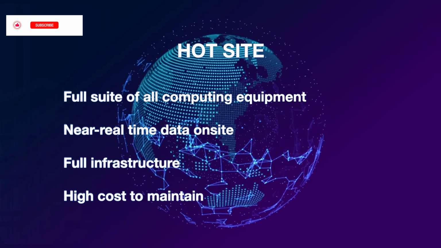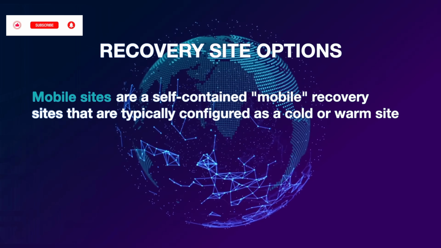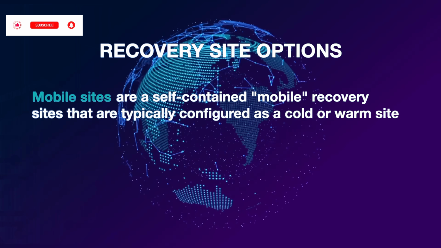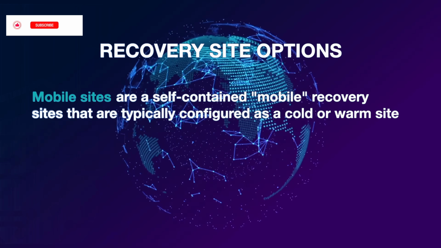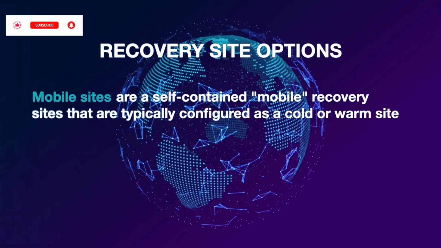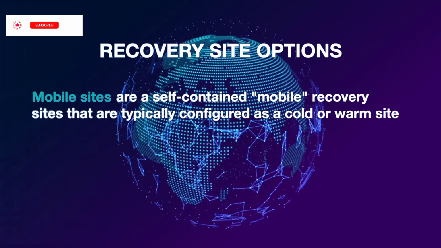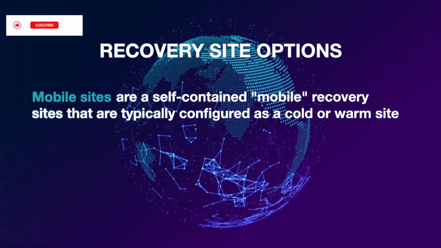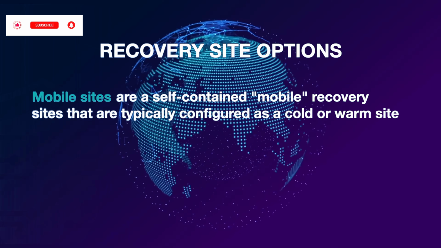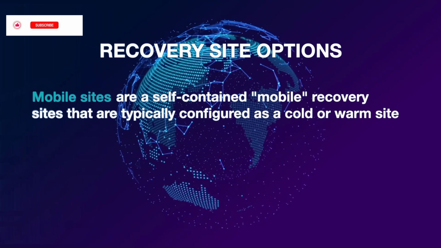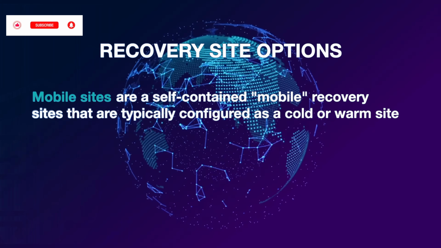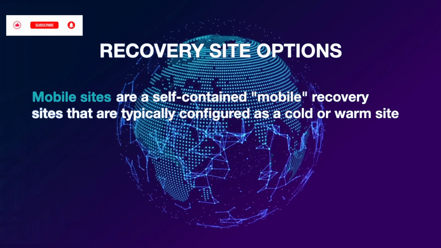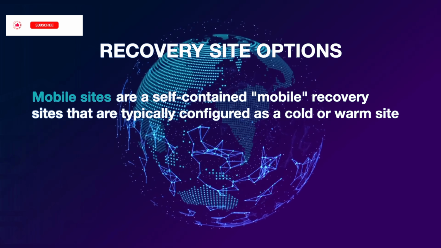A few other options outside of cold, warm and hot sites are things like a mobile site. These are self-contained mobile recovery sites that are typically configured as cold or warm sites. Now, mobile sites, for the most part, are smaller versions of a backup site. They are going to contain all of your critical assets for disaster recovery. Oftentimes they are configured as a warm site because you are going to have computers installed in them and all of your baseline installed. You just have to basically port the data over and then get up and running.